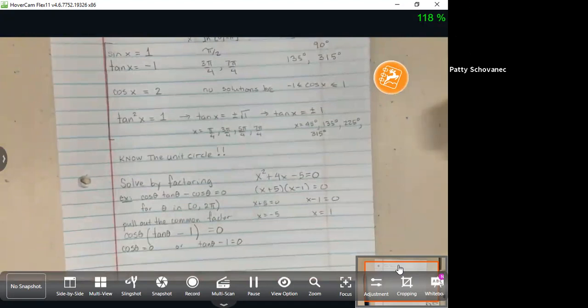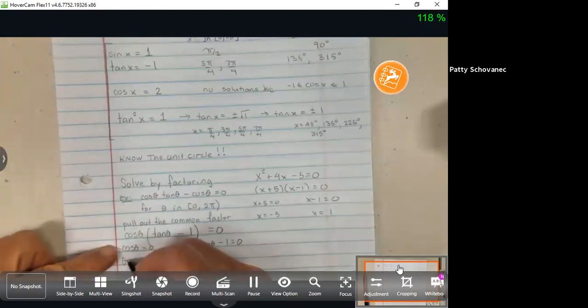In one lap around the unit circle, where is the cosine going to be 0? Pi over 2 and 3 pi over 2, correct? So this first factor provides two solutions, pi over 2 and 3 pi over 2.